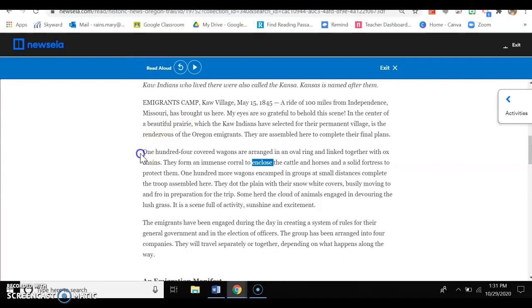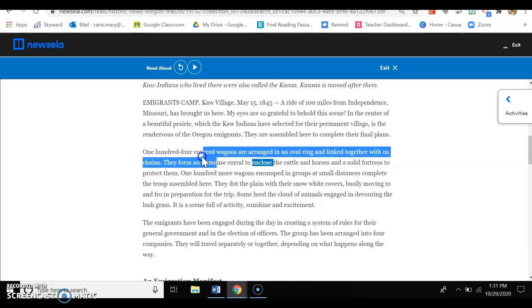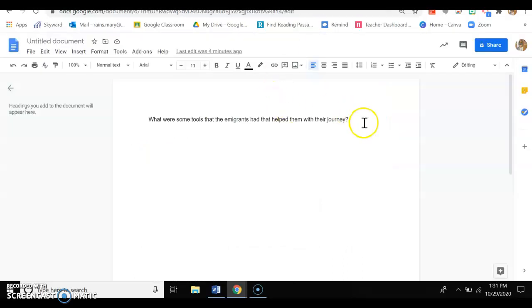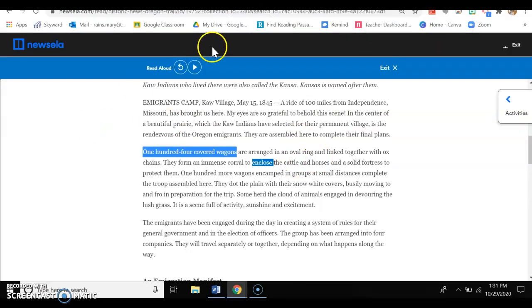If I had notes off to the side, I might actually select this and put it in my notes for later. However you want to do it, so that I have those listed, however you want to organize your thoughts. But make sure you're picking up on those tools that they had that would have helped them with this journey.